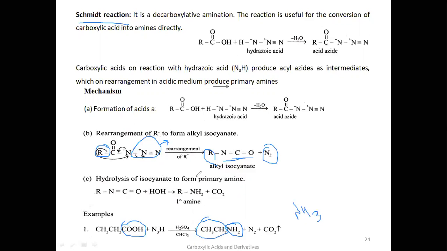The next step is addition of water to this alkyl isocyanate. Take this alkyl isocyanate and write here and add water, H2O. When you add water to this, it will get hydrolyzed here. The bond will be broken here. These hydrogens will be taken by nitrogen and oxygen will be taken by the C=O group, releasing CO2 and forming a primary amine. So basically this reaction is a conversion of the COOH group to NH2 group. It's a decarboxylation reaction because there is elimination of CO2 gas. So the whole group is converted to NH2 group.